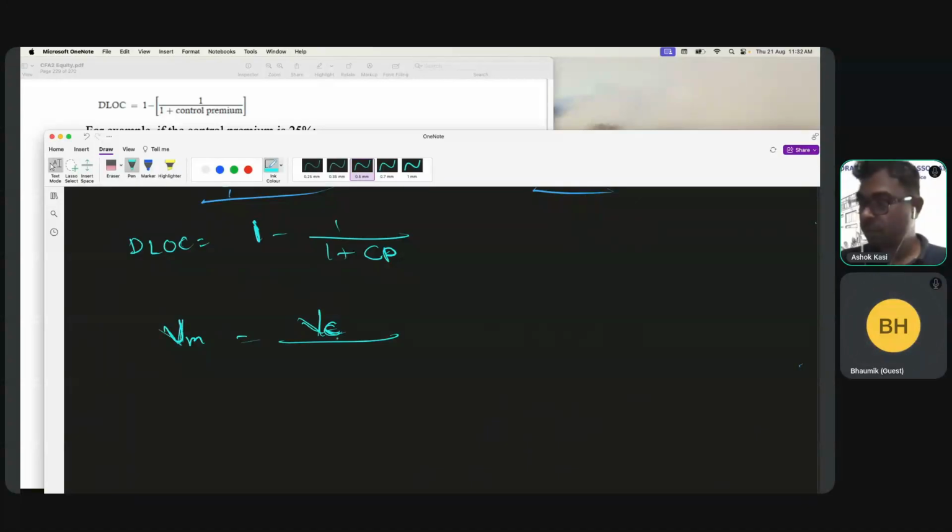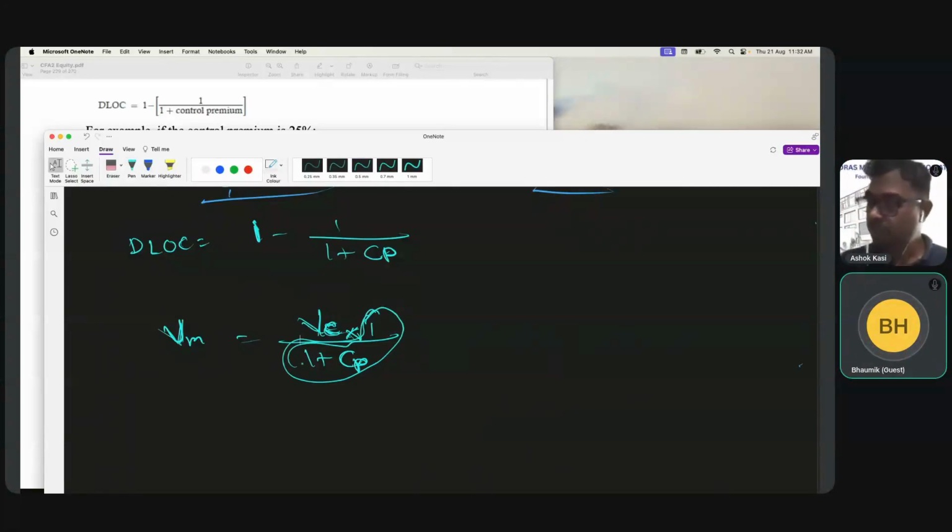The controlling shares will be higher, the total value. So for the minority shares, he will discount it, and that discount is related to the control premium. This part, 1 by 1 plus control premium, is the discount factor. So to bring it to the minority level, he will discount.